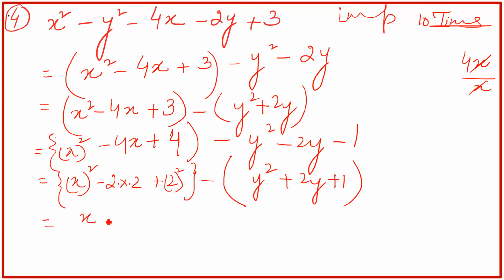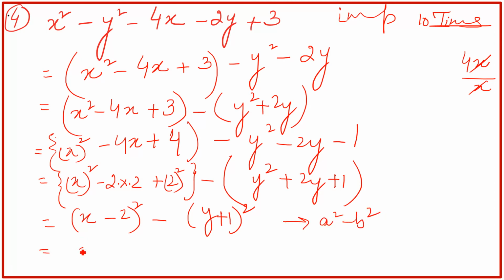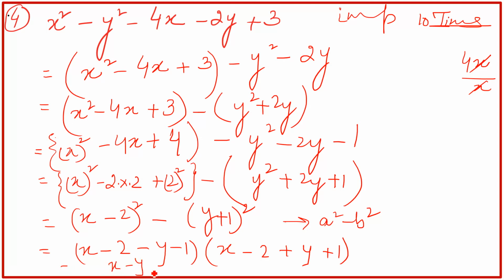It is (x minus 2) whole square and (y plus 1) whole square, a plus b. Now from here it is a square minus b square. So one time you have to write down x minus 2 with the positive and one time x minus 2 plus 1 and then plus y plus 1. So it is x minus y minus 3. Here will be x plus y minus 1 because this is minus 2 plus 1 equal to this.